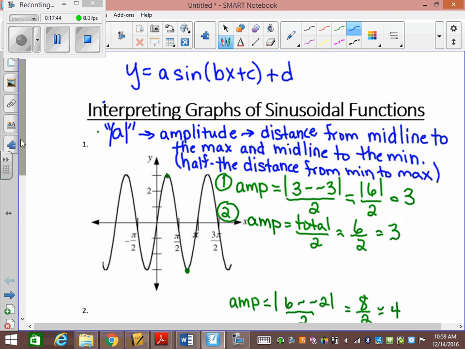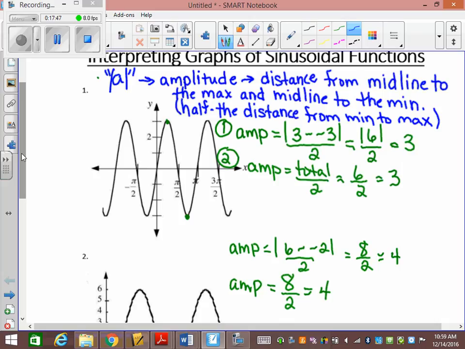Go back to this one. For my D, I could go max 3 plus min negative 3 divided by 2 and get 0. So I have a midline at 0. How do I know I'm right? It should be in the middle. I should have the same distance going up and the same distance going down, which is also my what? What's the distance from middle up and middle down? Amplitude. So from here up, it's a distance of 3. From here down, it's a distance of 3. So what's my amplitude? 3.